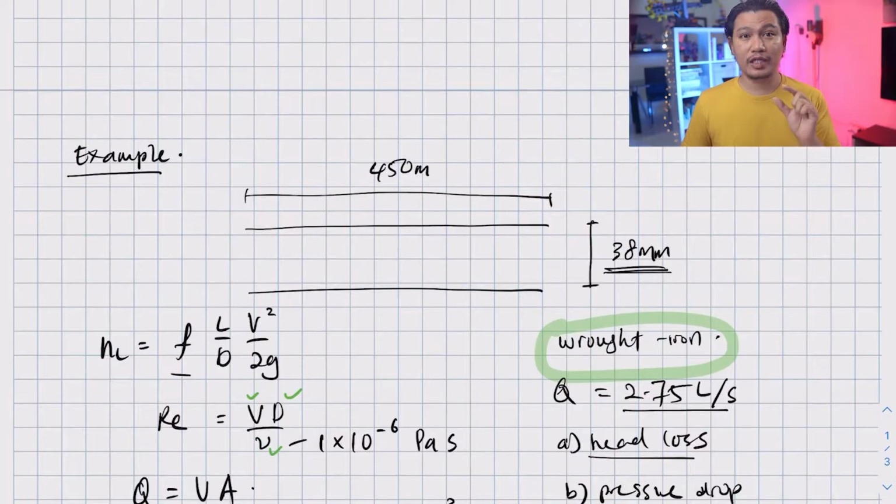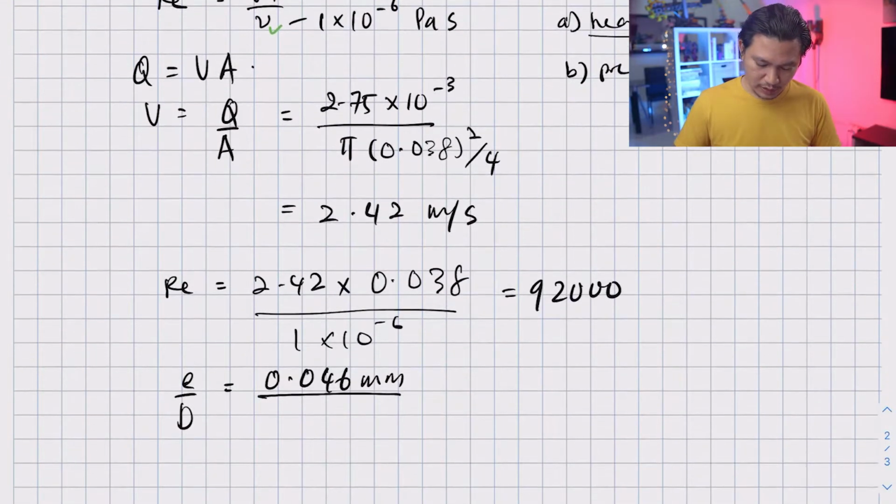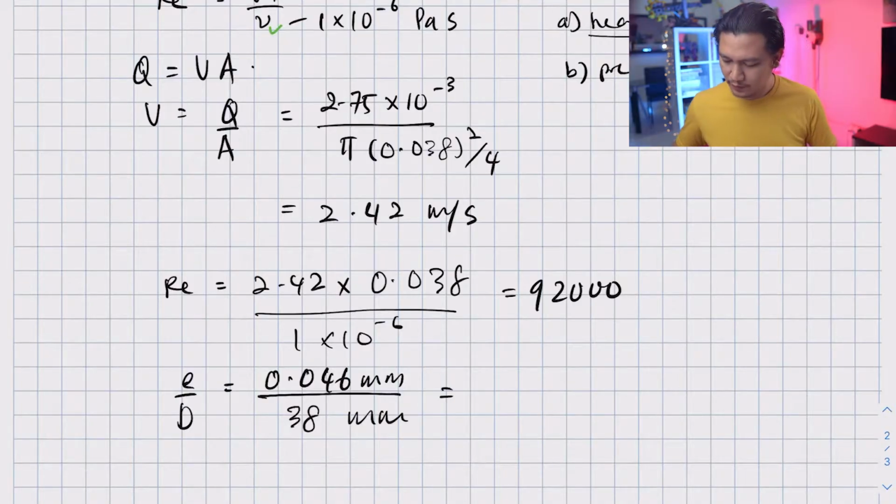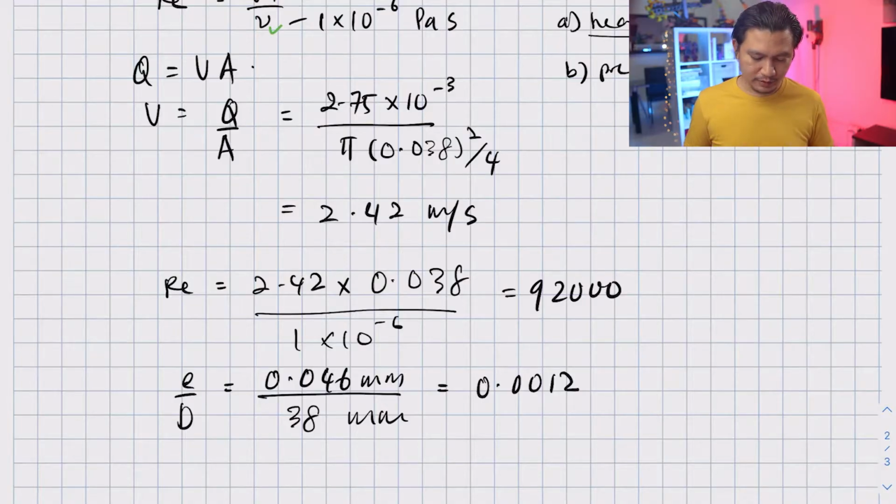Okay, so if you set the unit to be in meter, everything has to be converted into meter. But since now we have millimeter as the unit, let's just use millimeter. So this is 38 millimeter. So our relative roughness is 0.046 divided by 38 millimeter. So that will be 0.0012. And remember that Reynolds number and relative roughness do not have any unit.